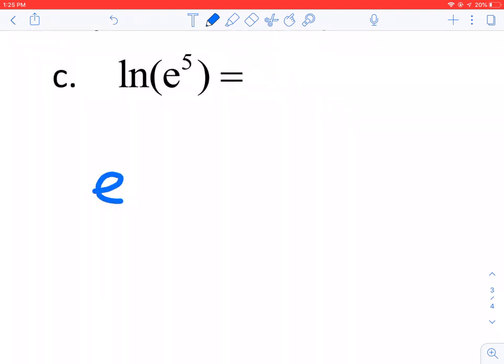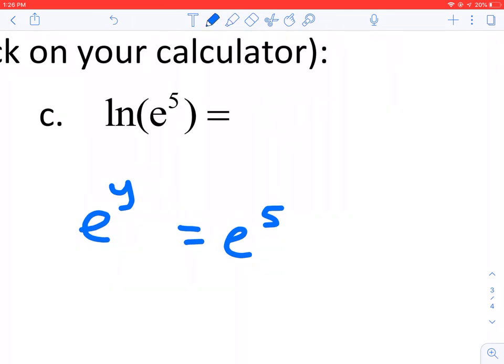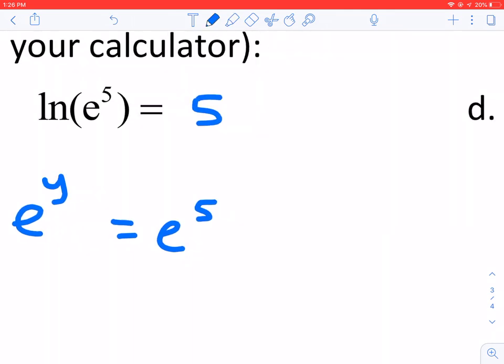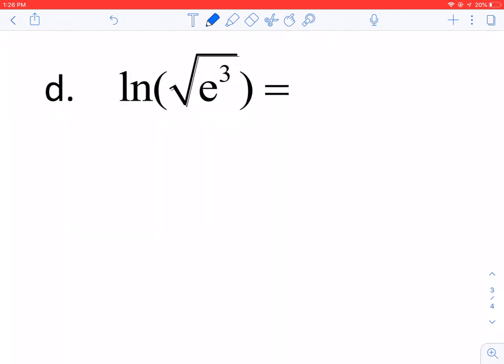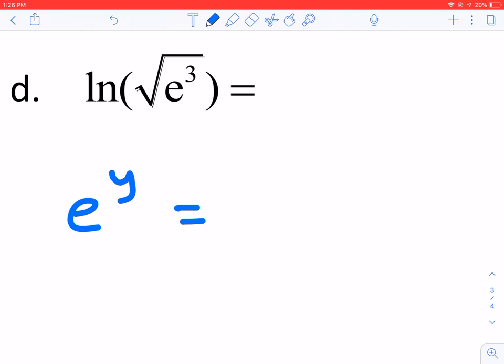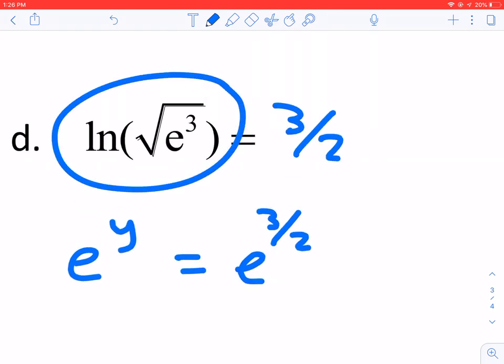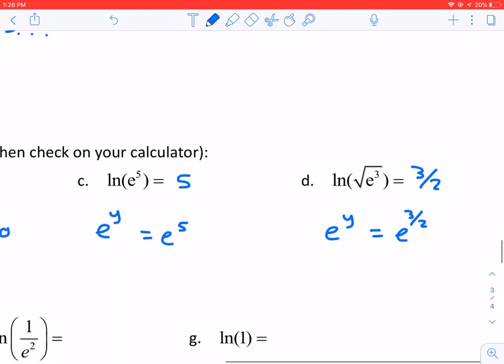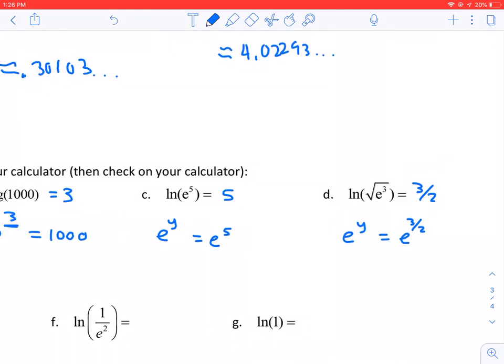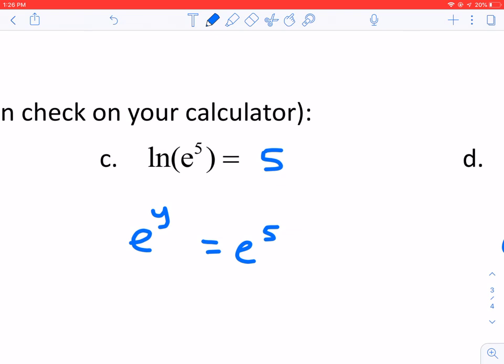All right, ln of e to the fifth, again, when there's nothing it's equal to, I just make it equal to y. Right, so e to the y equals e to the fifth. What's y? Y is 5. Hopefully that makes sense. Right, e to the fifth equals e to the fifth. E to the what power equals the square root of e cubed. So square root of e cubed, writing that with rational exponents, that's 3 halves. So y is 3 halves, or all of this is equal to 3 halves. And if you want, you can type this into your calculator to check.